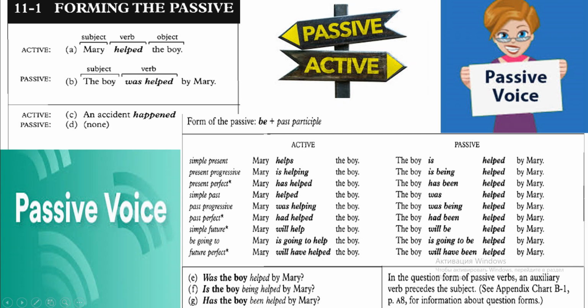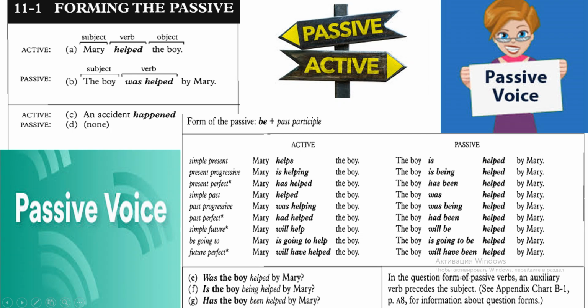You should notice that the subject of an active verb follows by in a passive sentence. The noun that follows by is called agent. So A and B have the same meaning.